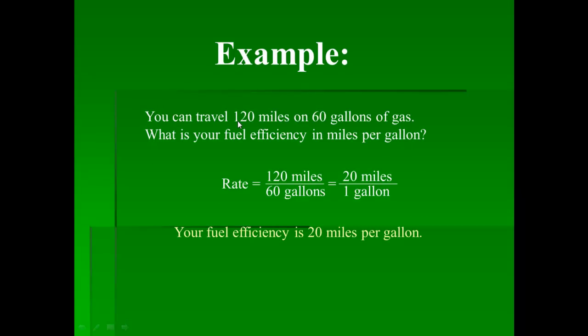Example: you can travel 120 miles on 60 gallons of gas. What is your fuel efficiency in miles per gallon? Rate equals 120 miles over 60 gallons, which equals 20 miles over 1 gallon. Your fuel efficiency is 20 miles per gallon.